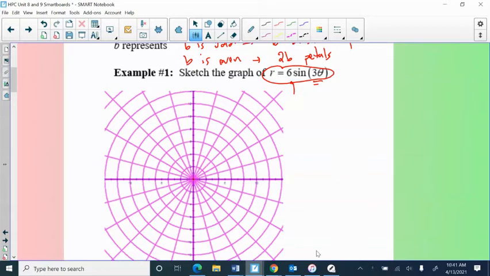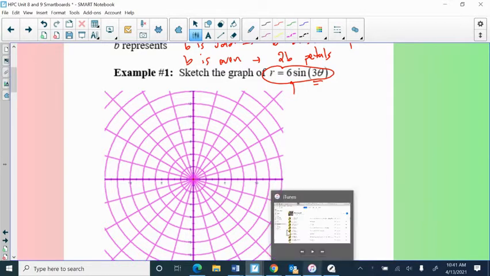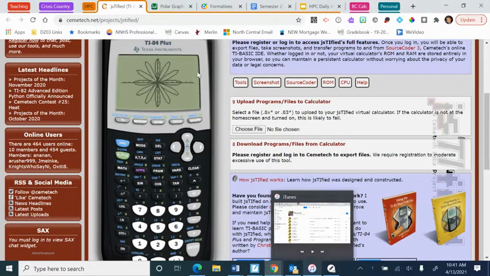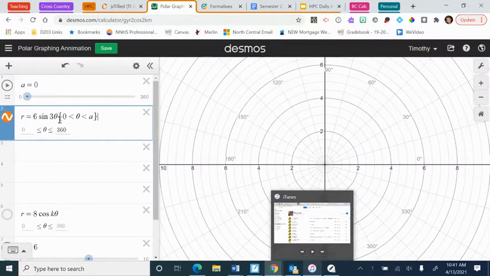Okay, so now I want to start looking at more specific behavior of these polar roses. Our first example is 6 sine of 3 theta. What I'm going to do is switch over to Desmos, and in Desmos, I have 6 sine of 3 theta.